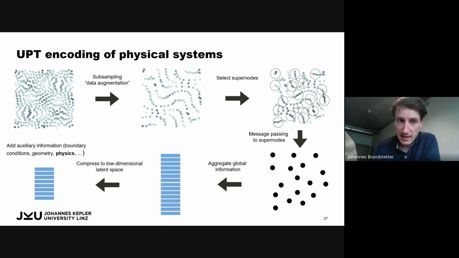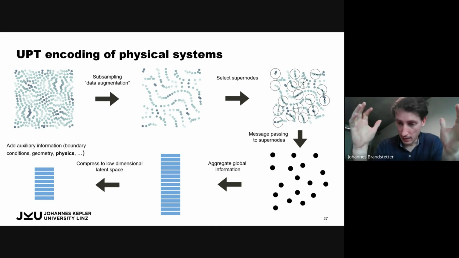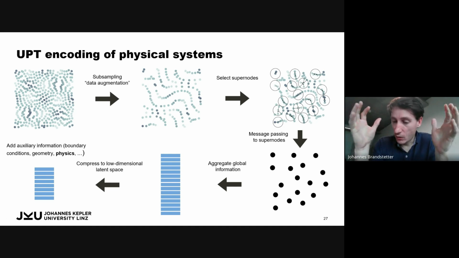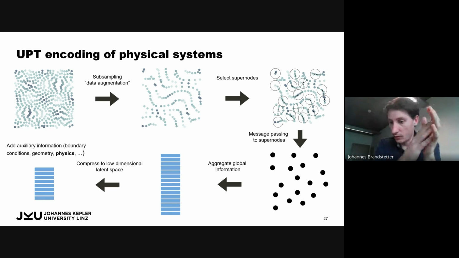But the thing is that usually if you have a large number of particles or many mesh points, you will have many of these nodes, and you will have a very long sentence, talking about tens of thousands or hundreds of thousands of tokens if you go to large systems. But usually the information in these tokens is very similar, because neighboring tokens do not have so much different information.